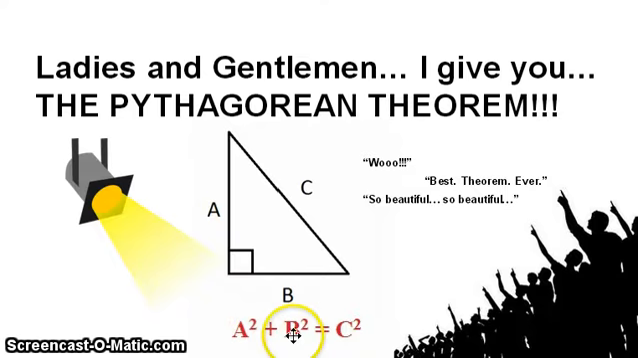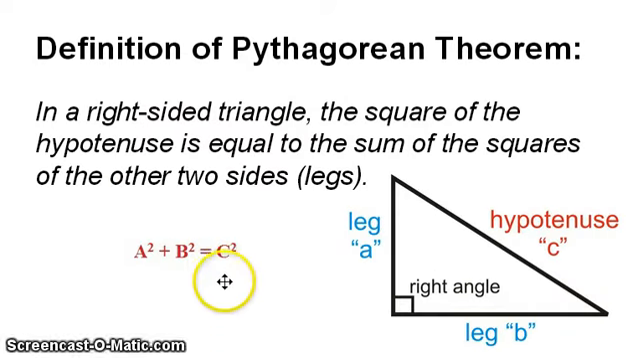A squared plus b squared equals c squared. It's so simple, a child could do it. Here's the very definition of the Pythagorean theorem. In a right triangle, the square of the hypotenuse is equal to the sum of the squares of the other two sides, the legs. Here's a leg, there's a leg, there's the hypotenuse. The value of a squared plus the value of b squared equals c squared.